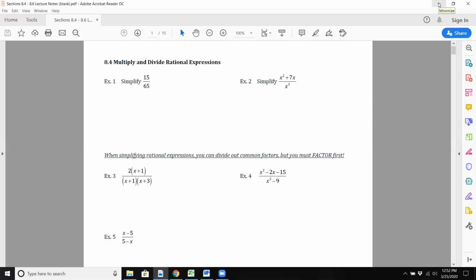Okay, so a lot of this is just simplifying. Really, if you simplify this right here, hopefully you could see that that's 5 times 3, and that's 5 times 13. The 5's cancel, so you just get 3 out of 13. That's all. Sometimes you need to do a little factoring.